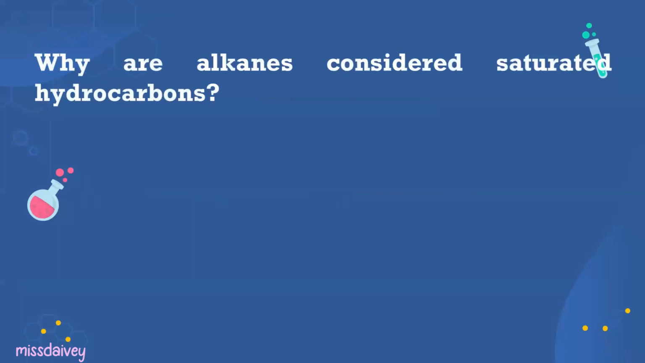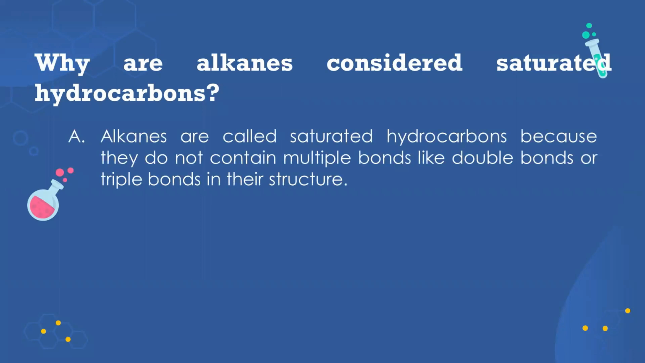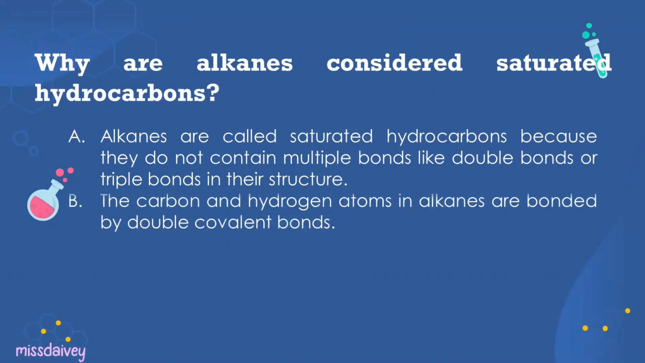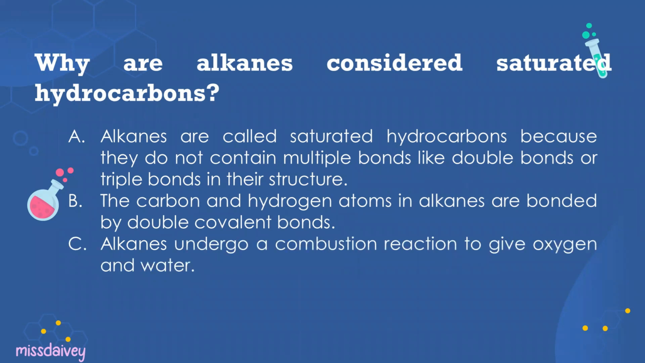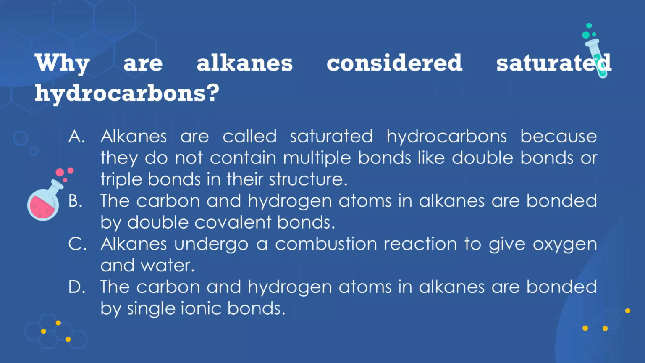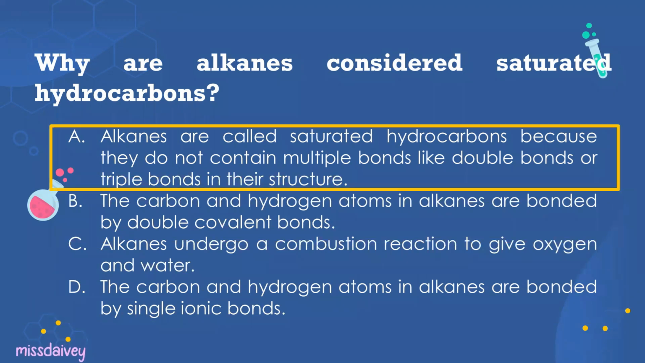Why are alkanes considered saturated hydrocarbons? A, alkanes are called saturated hydrocarbons because they do not contain multiple bonds like double bonds or triple bonds in their structure. B, the carbon and hydrogen atoms in alkanes are bonded by double covalent bonds. C, alkanes undergo a combustion reaction to give oxygen and water. Or D, the carbon and hydrogen atoms in alkanes are bonded by single ionic bonds. The correct answer is letter A. Alkanes are called saturated hydrocarbons because they do not contain multiple bonds like double bonds or triple bonds in their structure.